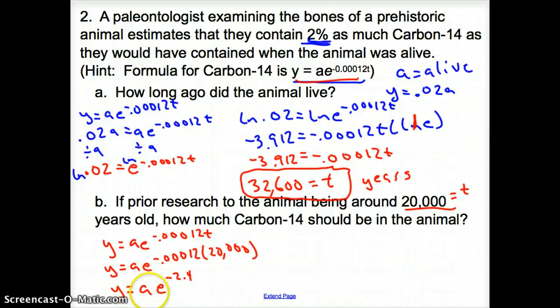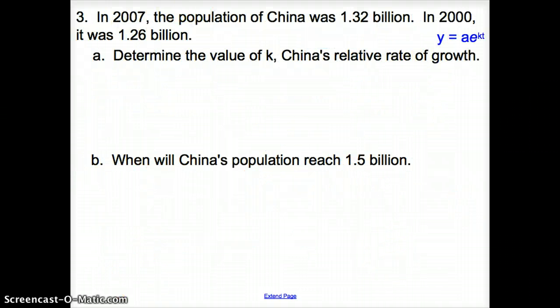From here, what is this a? This a is going to be one whole when the animal was alive. So what if we just let that be 1, because that was one whole? We are looking for the percent of carbon that is now in the animal. So y equals e to the negative 2.4. We can plug e to the negative 2.4 in our calculator and get 0.09. How much carbon is left in the animal? 9% of the carbon.